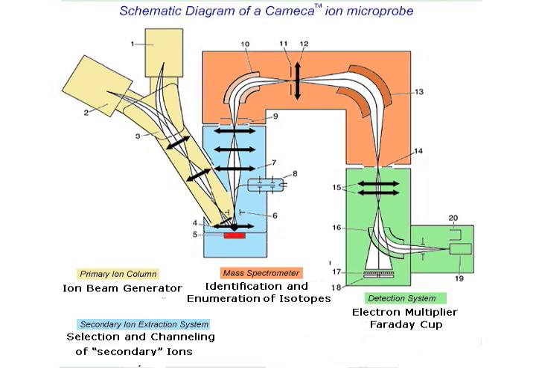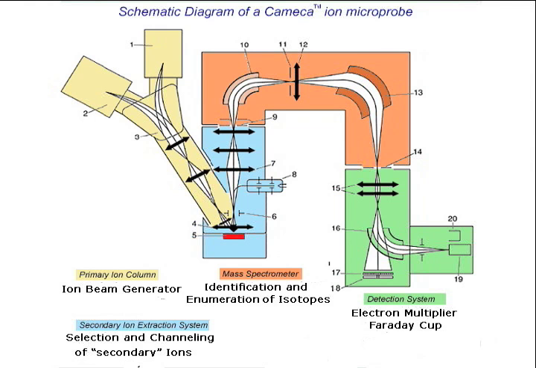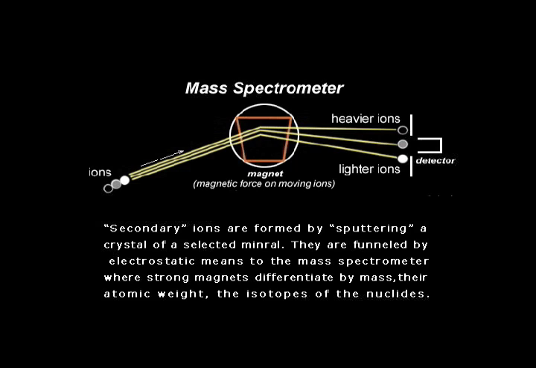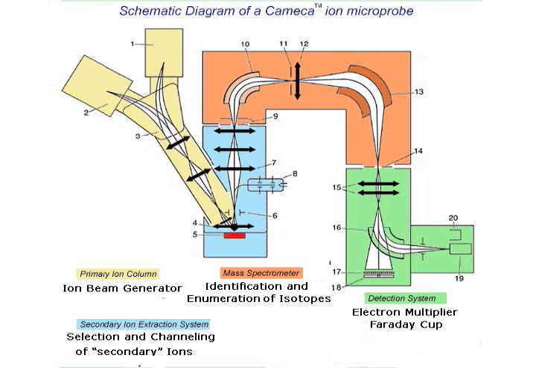In yellow is a generator of a primary ion beam of oxygen or cesium and the ion gun that focuses it. The kinetic energy of the beam on the target causes sputtering, an ejection or plasma of which a small portion is ionized. In blue is a complex apparatus that electrostatically funnels and guides these secondary ions to the mass spectrometer, colored orange. There, strong magnets separate these fast-moving ions according to their mass, their atomic weight. The detection and storage data apparatus is in green. It always includes a Faraday cup and often an electron multiplier.